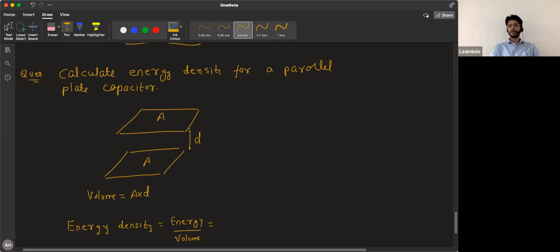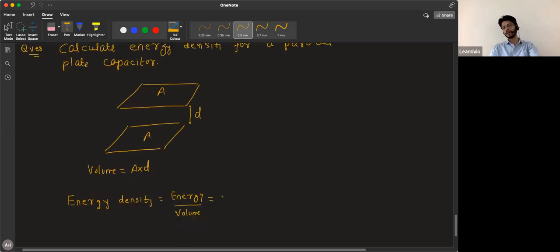So for a parallel plate capacitor, for the energy I can use the expression half Q square by C. Area of cross section is A, separation between them is D. What is the volume of this capacitor which has plate area A and separation D? Area multiplied by the length. Yes, sir, this is volume, it's A into D.